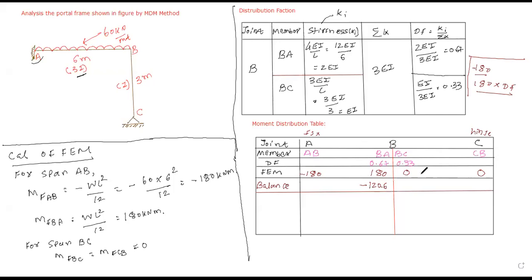Okay, so now next for BC, same process, 180 into 0.33, what is the value? Why 0? Where did 0 come from? Yes, minus 59.4. Okay, minus. Please mention the sign also in the chat box. It is very important.